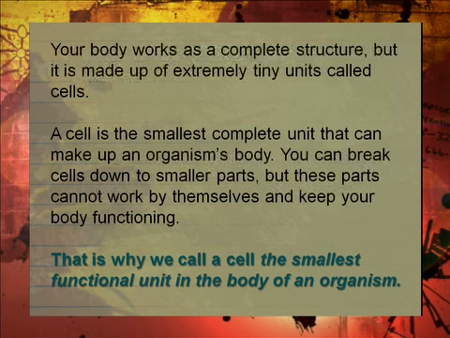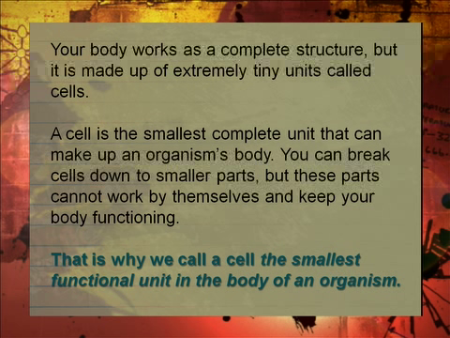Now let's refer that back to cells. Cells are the smallest units in your body. Cells are made up of different component parts, but those component parts cannot function by themselves. They need to be in the whole unit, which is the cell, in order to perform their specific functions. And so we say that your body works as a complete structure, but it is made up of extremely tiny units called cells. We say that a cell is the smallest complete unit that can make up an organism's body.